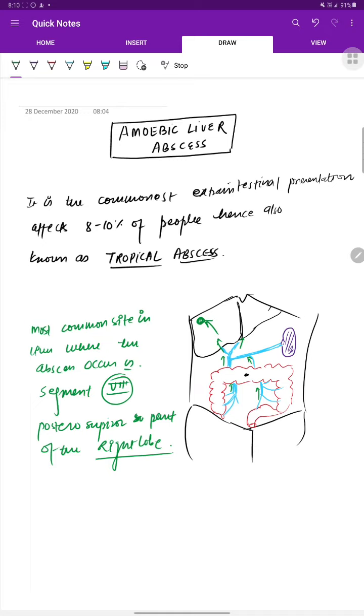Because of the streamline flow of the portal vein. After the portal vein, the streamline flow of the blood goes directly to the posterior superior surface of the right lobe, which is the reason behind it. So it affects this part of the liver mainly. Two reasons for this: number one, streamline flow of blood, and number two, the large size of the liver over that area.